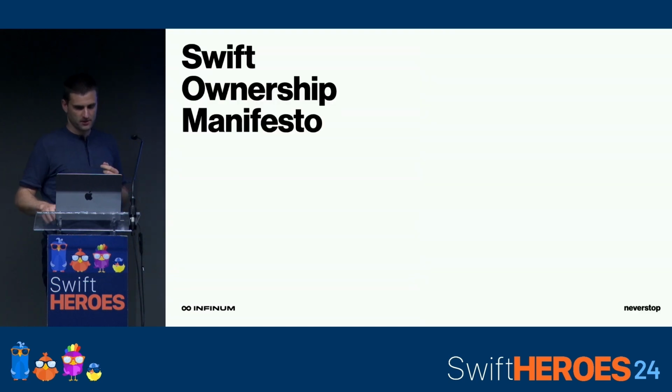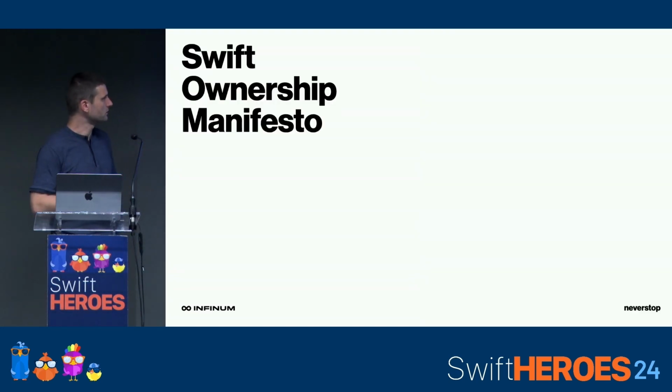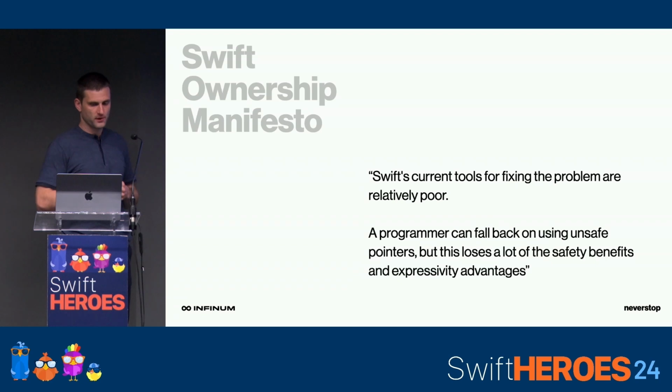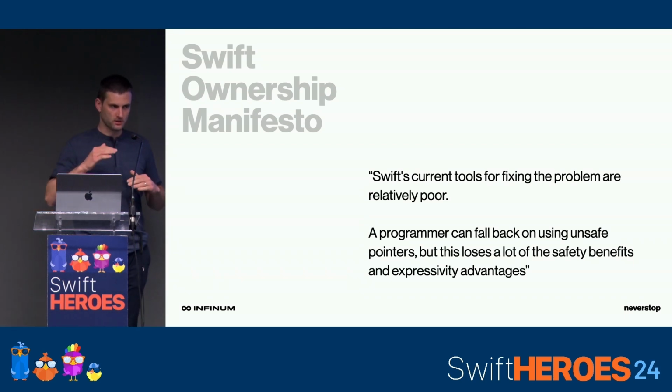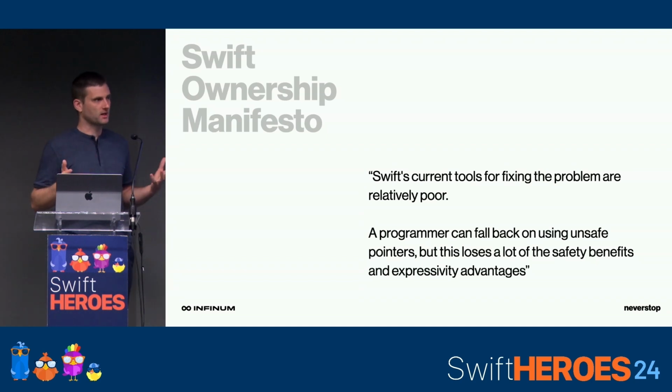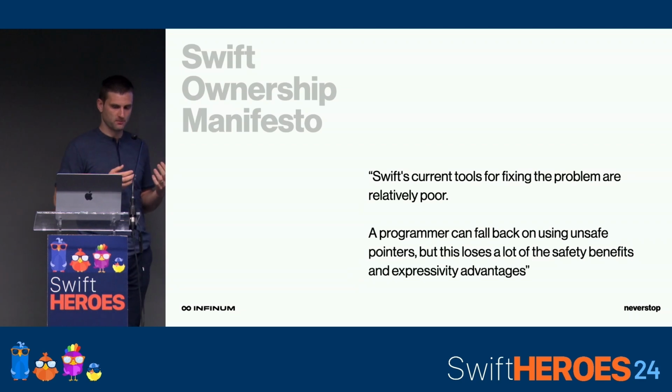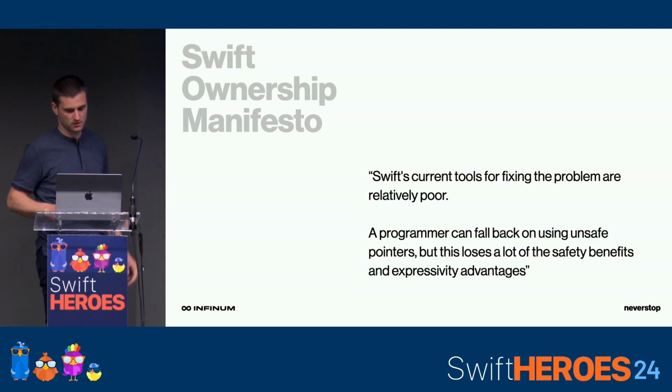But the good news is that Apple understands this, and in this document called the Swift Ownership Manifesto that they published in 2017, they say, "Swift's current tools for fixing the problem are relatively poor," referring to performance problems that a programmer might encounter. "A programmer can fall back on using unsafe pointers, but this loses a lot of safety benefits and expressivity advantages." Later on, this document lays out the vision on how Swift can become a successful low-level programming language, and it breaks down the features to do so while still remaining ergonomic to use.